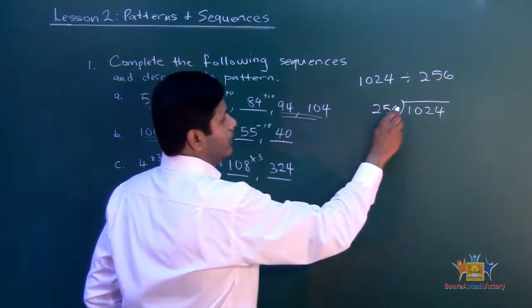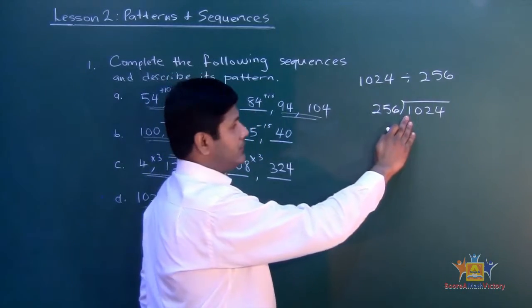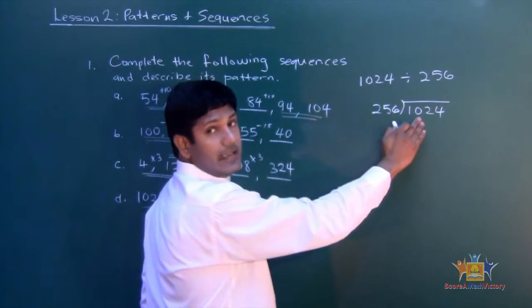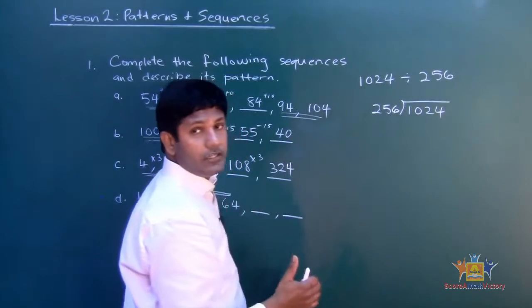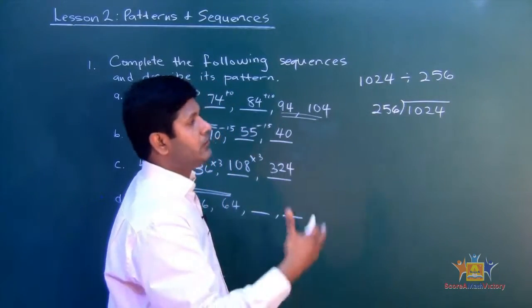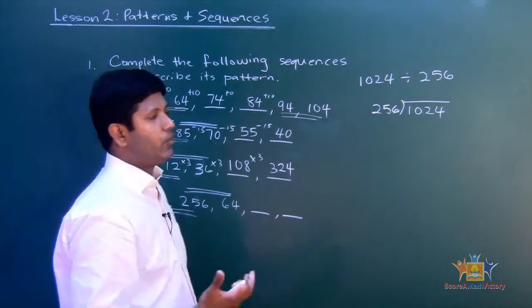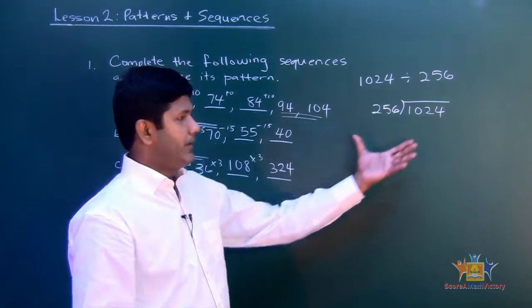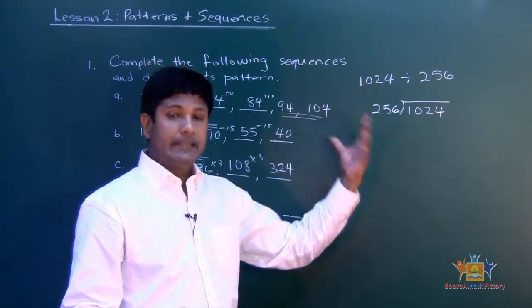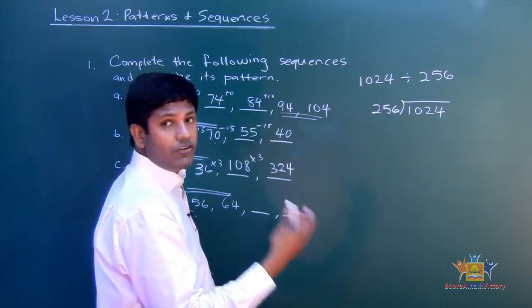All right, now first digit 1, there's no way you cannot do that. 2 digit 10, still too small, and third digit will be 102, still small. So then the fourth digit, which is 1024, but it's too big, it's outside our timetable range. So we're going to use the trial and error method.